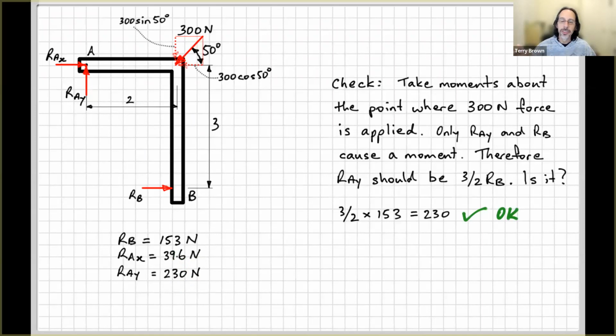We can do more checks. We can go and recalculate RAX, but that's at least one check that we've done. It doesn't guarantee that we've done the problem correctly, but it will highlight a problem if there is one. Also, going through the problem again makes you think about it in a different way, and you might realise that you did something wrong in your previous solution. Okay, so that's it for that problem. Hopefully that wasn't too long.